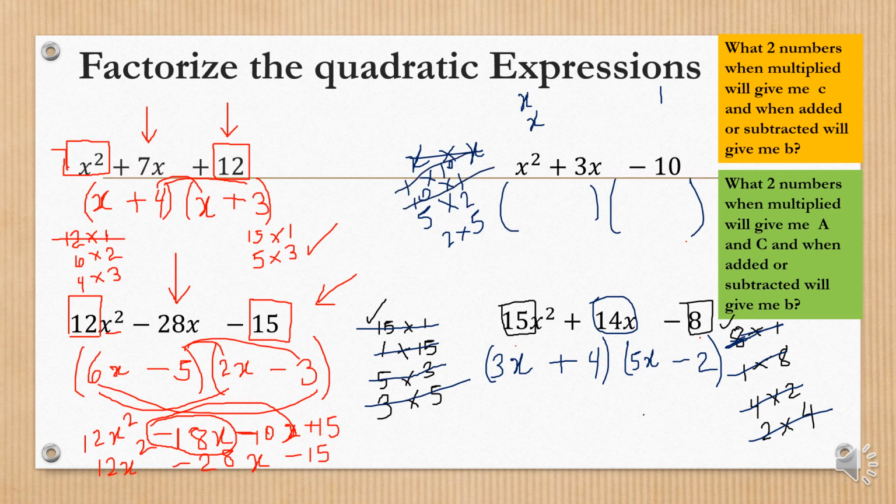Let's try 5 by 2. Let's cross multiply. X by 2 is going to give me 2x. 5 by x is going to give me 5x. Okay, and yes, I can work this out to give me positive 3. Alright, so minus 2 plus 5 will give me positive 3.